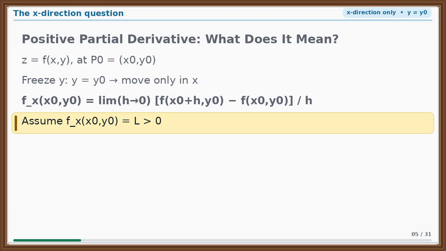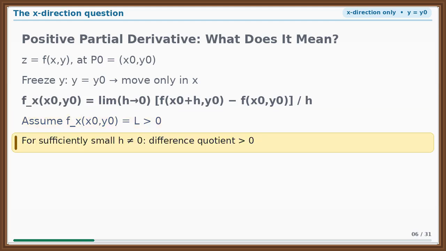Assume this partial derivative exists and equals a positive number L. We are not merely saying that one quotient is positive, we are saying that the limit of the quotients is the positive number L. Because the limit is positive, all sufficiently small non-zero h give the positive difference quotient. This is the bridge from the positive derivative to the inequalities we want. The phrase sufficiently small is essential.